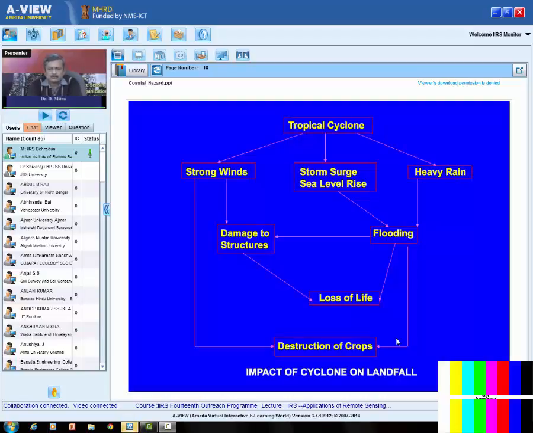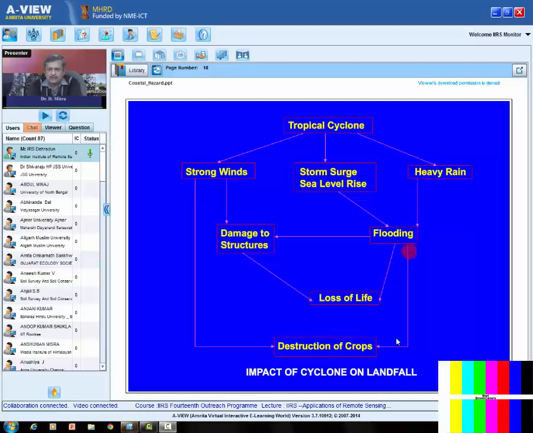And when there is a tropical cyclone, you can see that the impact is manifold. There will be strong wind associated with the tropical cyclone. There will be local sea level rise or storm surge, and there will be heavy rain associated with the cyclone. The strong wind, heavy rain and sea level rise cause flooding in the local area. And there is damage to structures, like damage to buildings, sometimes trees, the electric lines and other things. They may cause loss of life. Also, flooding causes loss of life.